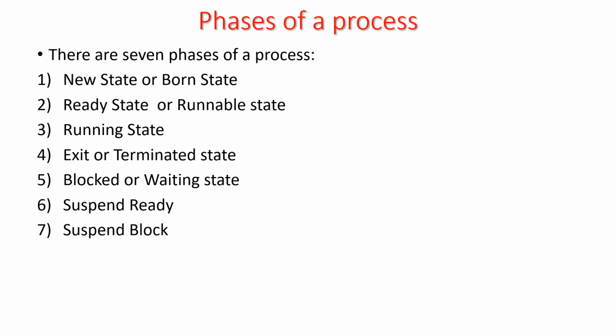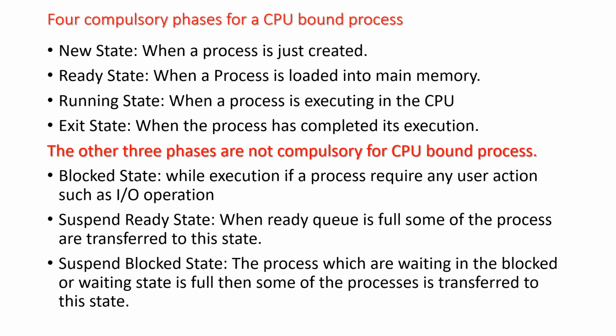These 7 phases include: first is the new state or the born state, when the process is actually created. Then second is the ready state or the runnable state. Third is the running state. The fourth is the exit or terminated state. Fifth is the blocked or waiting state. The sixth is the suspend ready state, and seventh is the suspend block state.